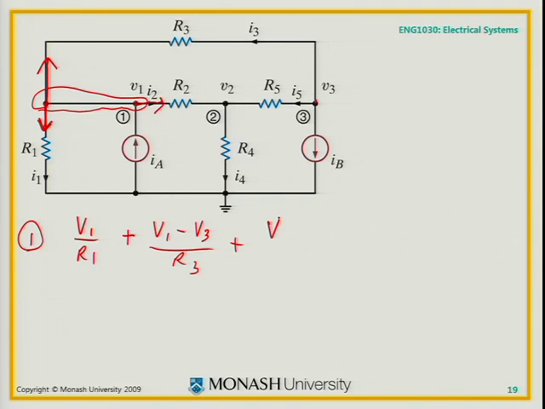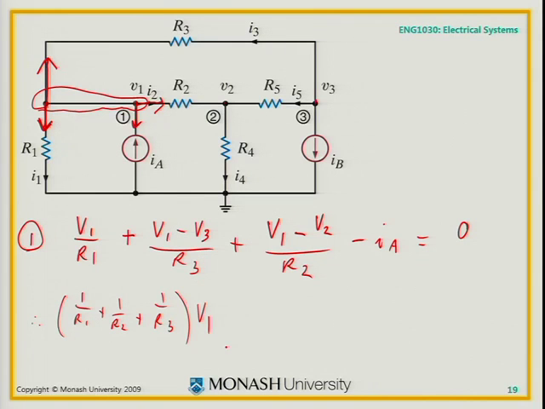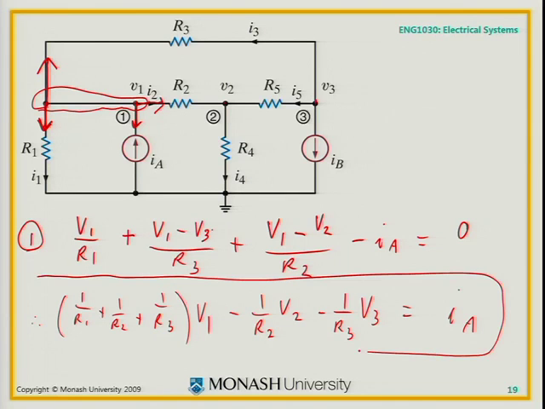What's that? V1 minus V2 on R2. And I've got this one, which is minus IA, equals 0. Therefore, if I simplify that, it's 1 on R1 plus 1 on R2 plus 1 on R3 times V1, minus 1 on R2 V2, minus 1 on R3 V3, equals IA. So that is equation 1, Kirchhoff's current law at node 1.